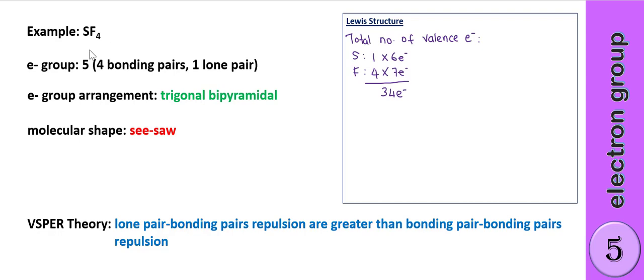So let's have a look at SF₄ as an example of 4 bonding pairs and 1 lone pair. We have sulfur as our central atom, and then we have 4 fluorine atoms bonded to the sulfur. So we already used 8 electrons. So 26 electrons left. We put them on the surrounding atoms, and then the 2 electrons left, we put on the central atom. So the formal charge on all atoms is 0.